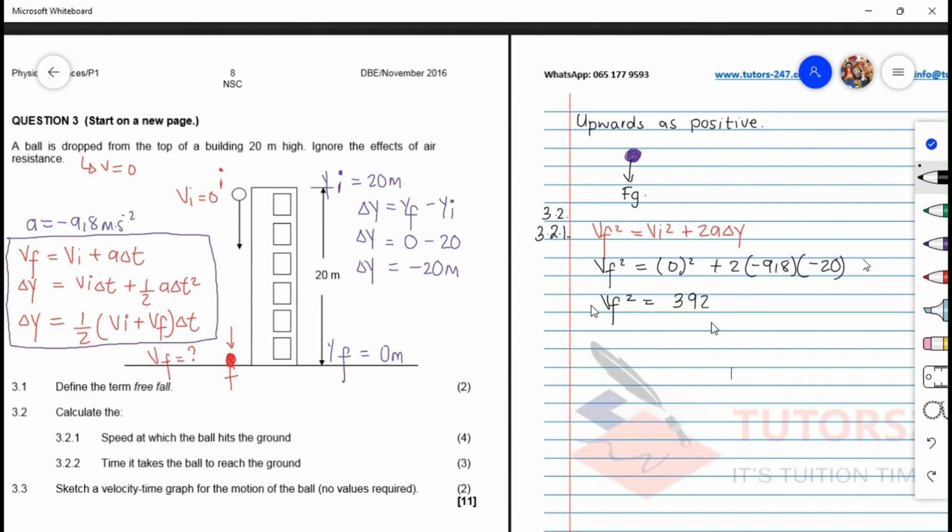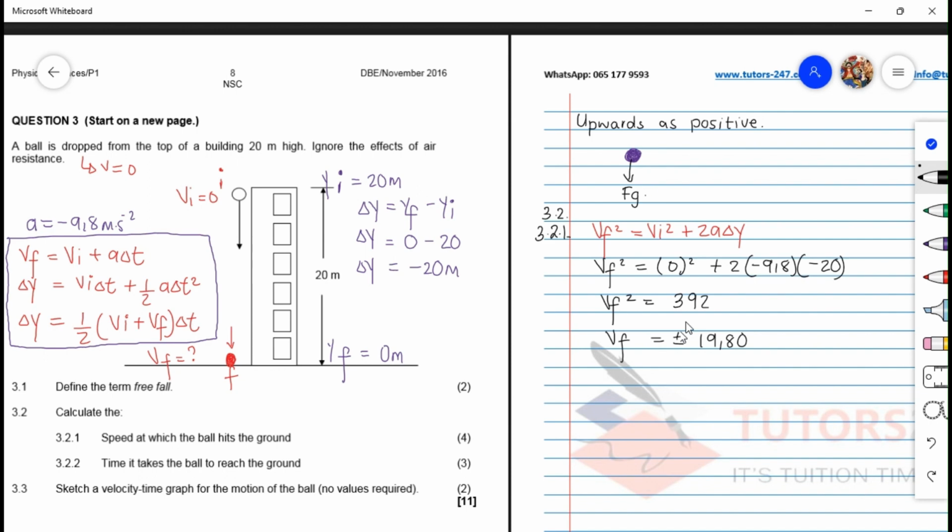Now, let's move on. From this point, we can square root both sides, and our value of Vf will then be the square root of 392, which is 19.8. But keep in mind this is positive or negative 19.8, because whenever we square root a value, it's always positive or negative. Now, the next part is up to us. We need to decide, is our value of Vf going to be positive or negative?